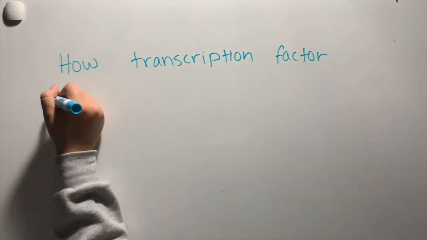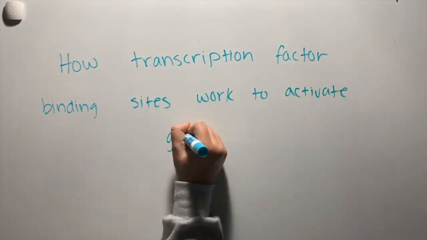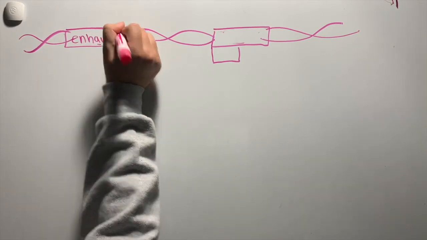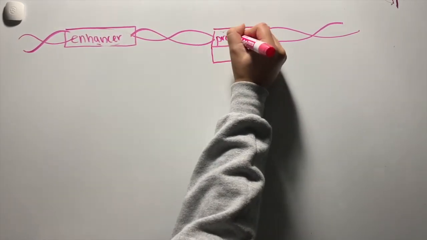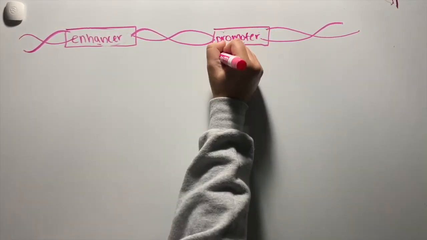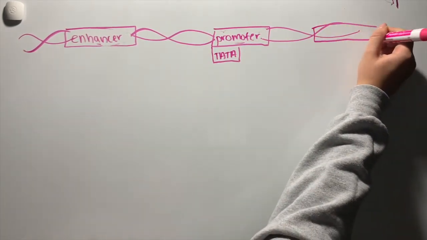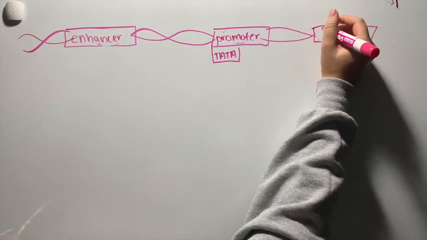So to begin, I'm going to explain how transcription factor binding sites work to activate this gene. We start with a DNA strand that has two regions included, known as the promoter and the enhancer. The promoter is usually upstream to the gene, while the enhancer is farther away. In order for the activated complex to form, these two regions must be brought together by an elaborate loop.